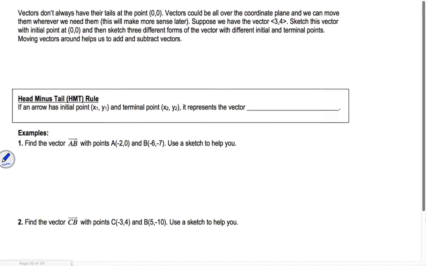So suppose we have the vector 3, 4. Let's sketch it starting at 0, 0. So if I have 3, 4, it's like this. But I could have lots of vectors with that direction and magnitude, okay? They could just be moved around. So let's think about other places that would have 3, 4. Well, I could go down 1, 2, 3. Maybe I'll go down 4. And it could point like this.